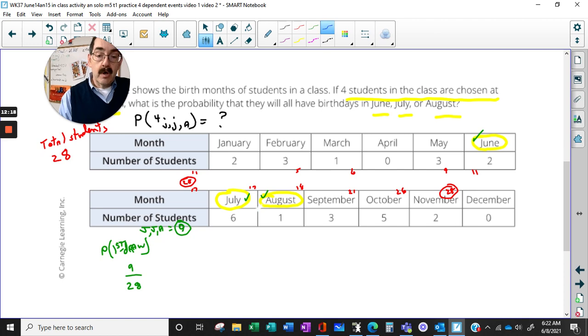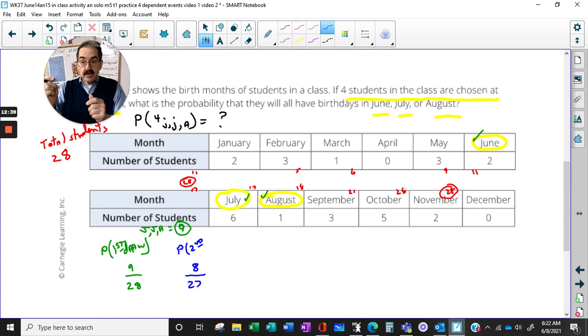Now, the second draw. The probability on the second draw, we already got 1. So now there's only 8 of the possible winners. Only 8 of the students left. And there's only 27 students left. 1 student from June, July, and August has already been chosen. So there's less winners and there's less students. This is like the donut problem. The maple bar is gone. There's less maple bars and there's less donuts.